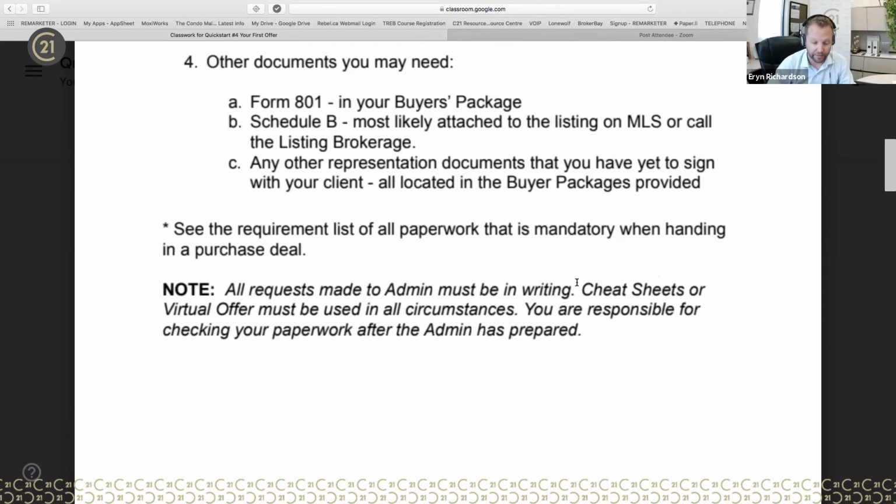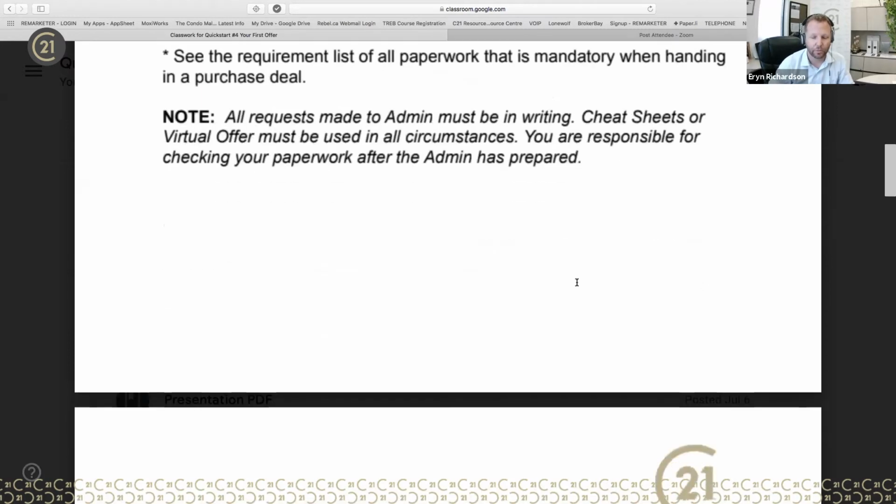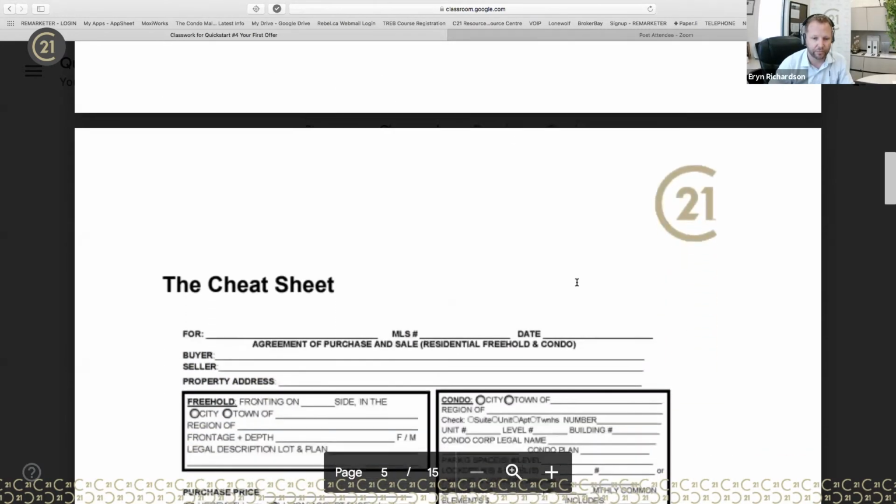If there is a mistake by our admin typing an offer, which, nobody's perfect, things can be misspelled or misprinted or forgotten, you're responsible for that mistake. Administration is only transposing the information you provide. If they've made a mistake, it's because you didn't look it over and make sure it was correct. So please look it over and make sure it's correct before you submit the offer. You are responsible as the realtor for that information.